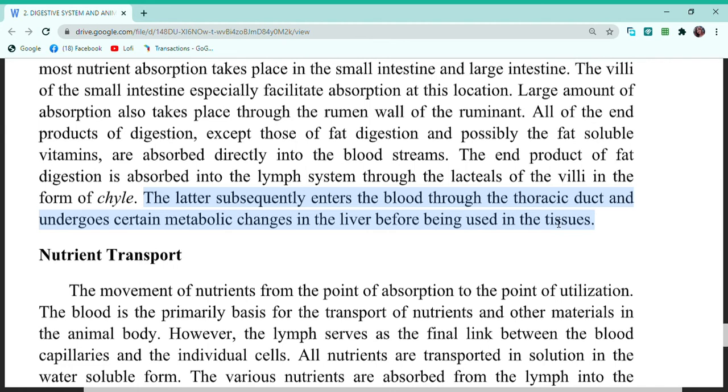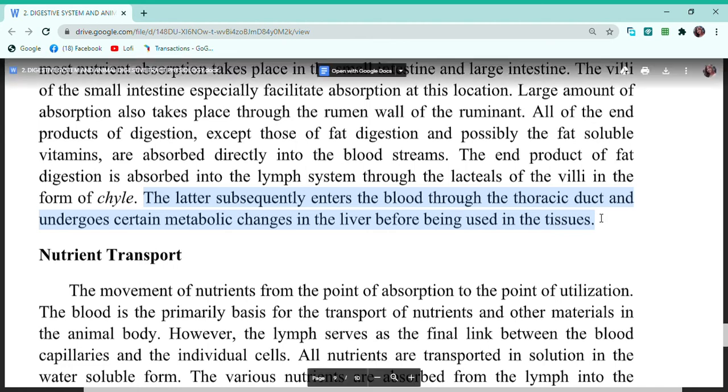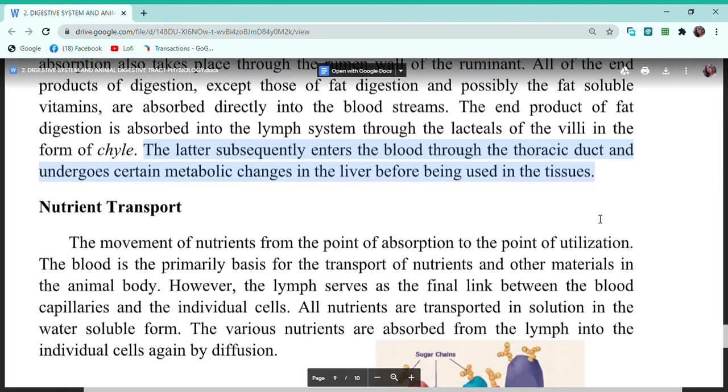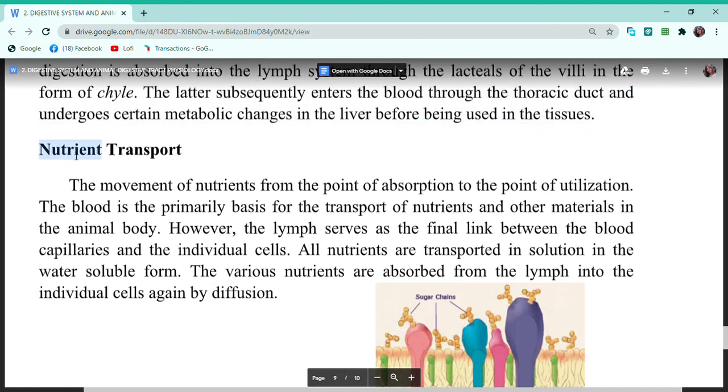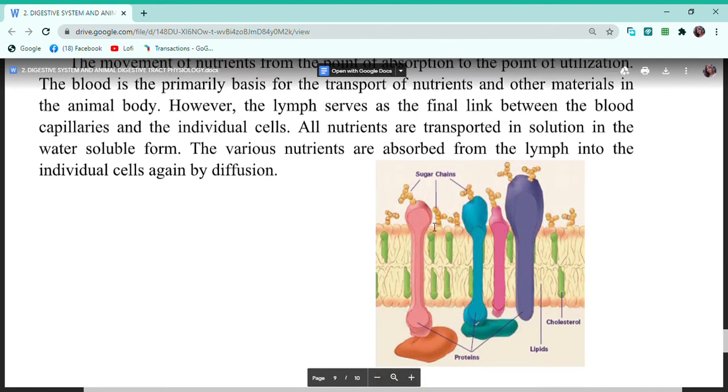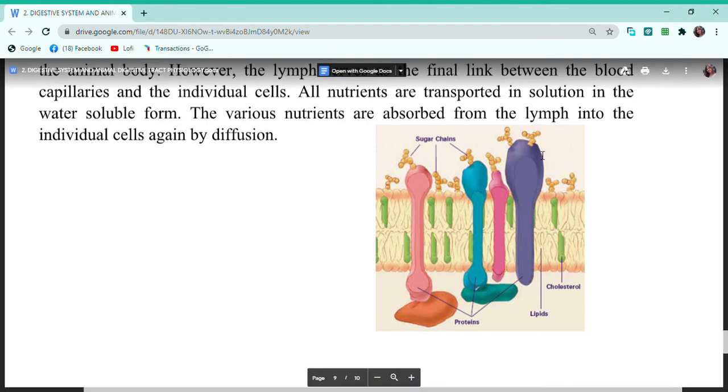Okay, so that is the absorption para ma-absorb yung nutrients na kinakain ng hayop o ng tao. Ganun din tayo. And then nutrient transport. Before going to that, you have a drawing there wherein how the nutrients are, yes, these are nutrients. Okay, so how are they being absorbed?